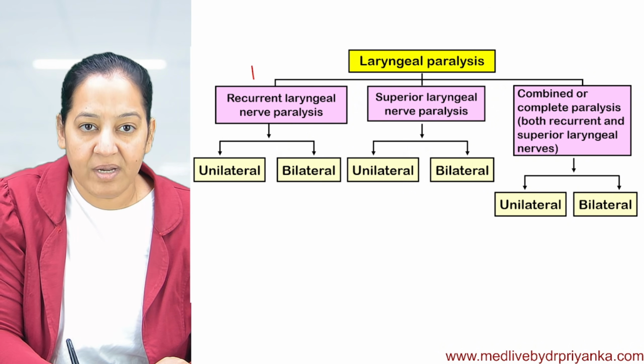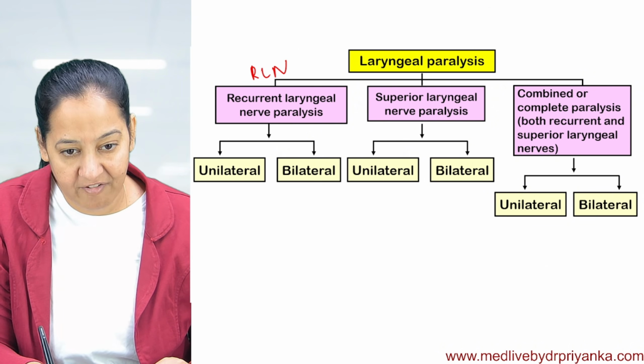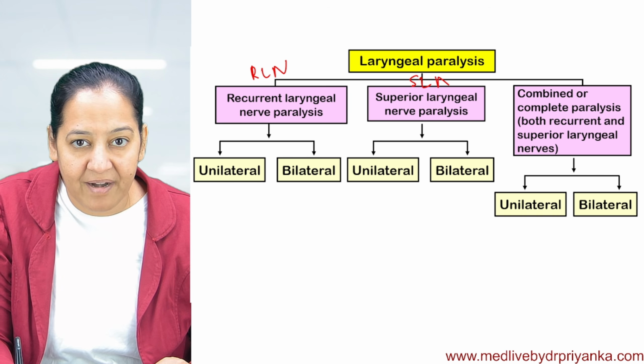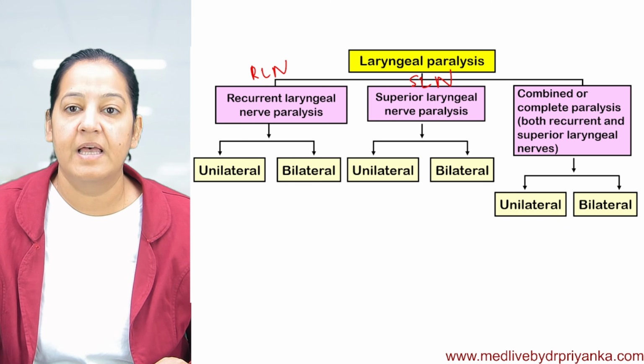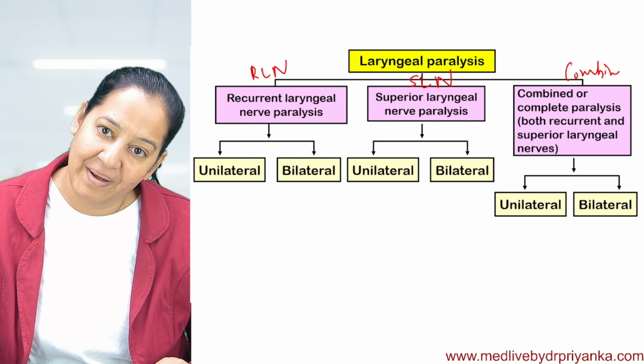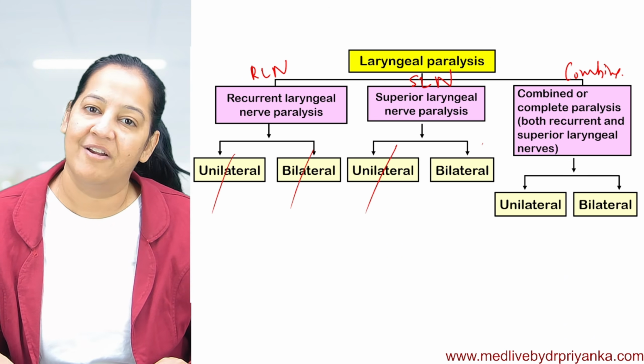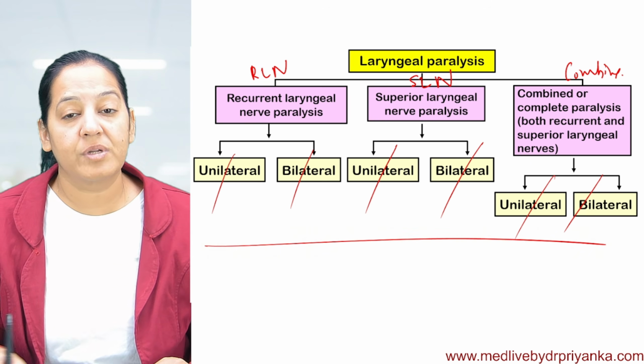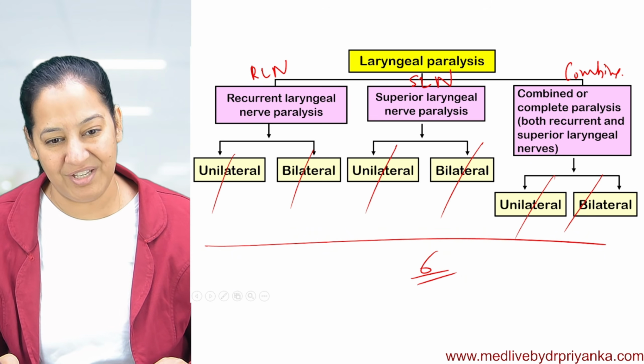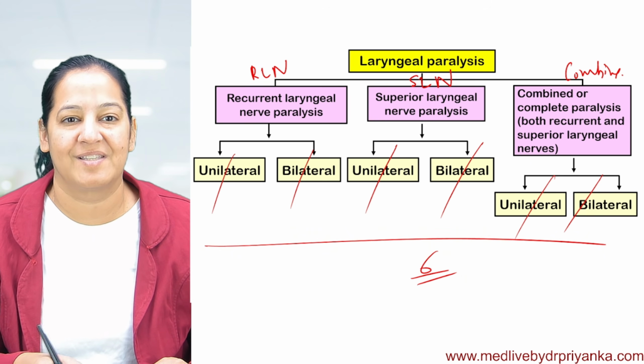This is known as RLN paralysis, recurrent laryngeal nerve paralysis. This is known as SLN paralysis, the superior laryngeal nerve paralysis. And this is known as combined or complete paralysis, that is paralysis of both. Now, each of them can be unilateral or bilateral. So, total 6 types of paralysis I'm going to teach you.